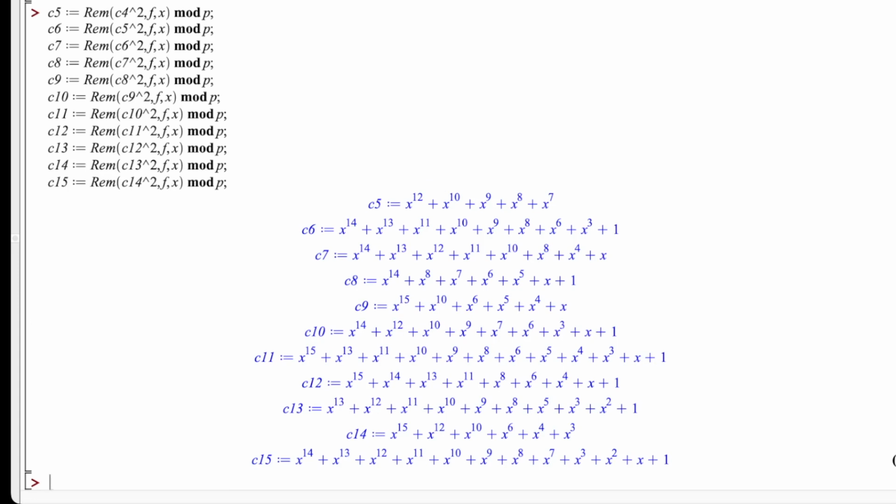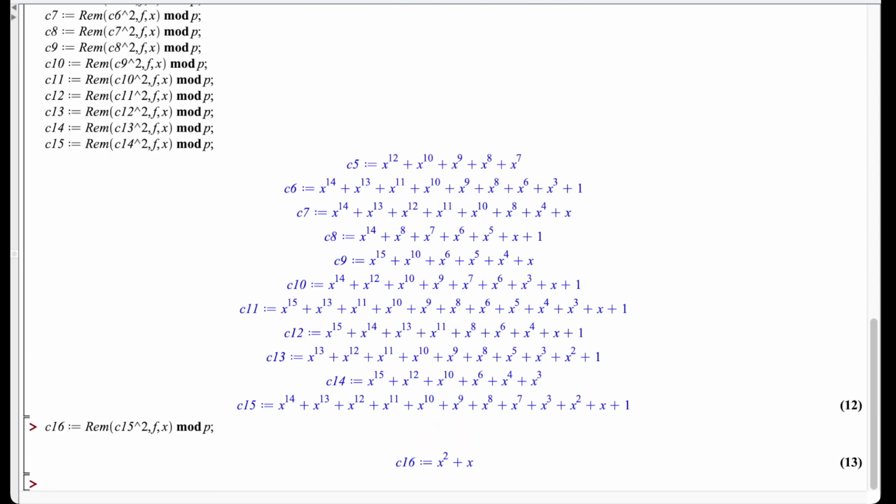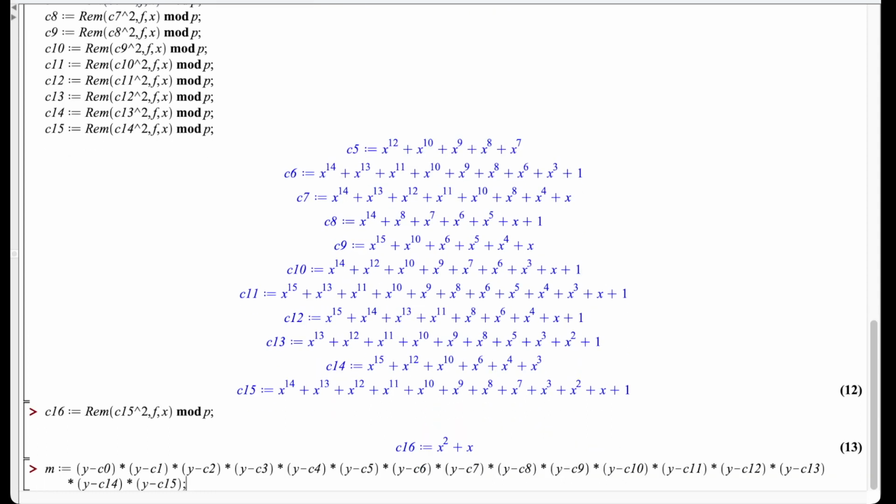And here are the next 11 conjugates of B. That's 16 conjugates in total, which is the maximum number of conjugates for an element in GF2 to the 16 over GF2. Indeed, the next conjugate is B itself. So the minimal polynomial of B over GF2 is this product of 16 linear factors, where the roots of the linear factors are the conjugates of B.